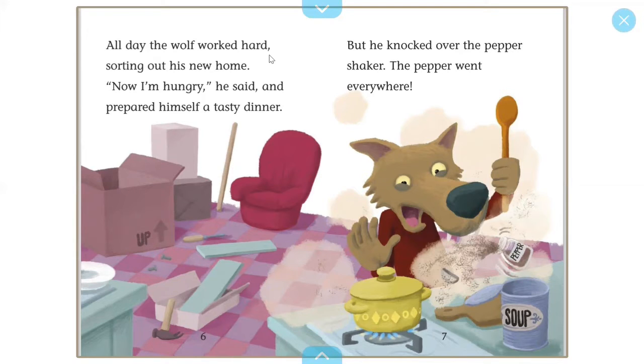What did he actually say out loud? Did he say the pepper went everywhere? No, there's no quotation marks around those words, right? The quotation marks are right here. He said, "Now I'm hungry," right? Good.